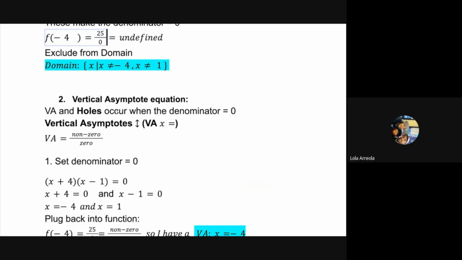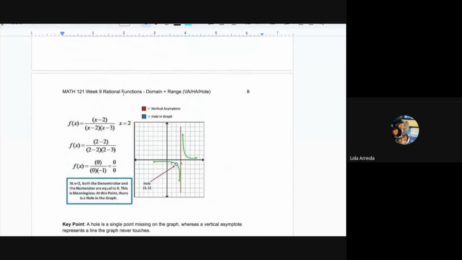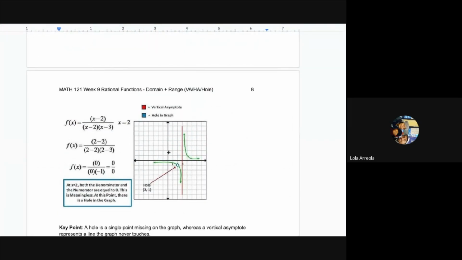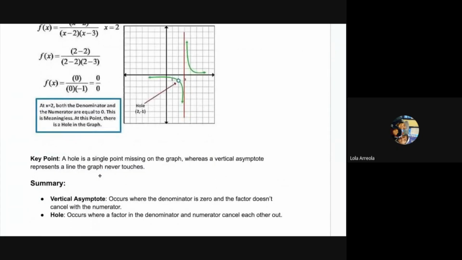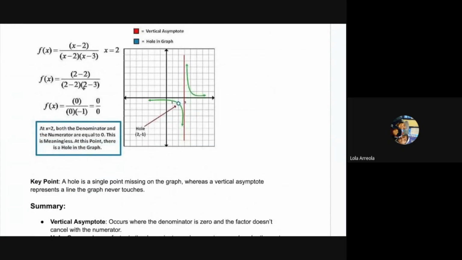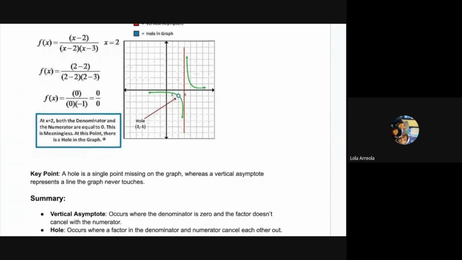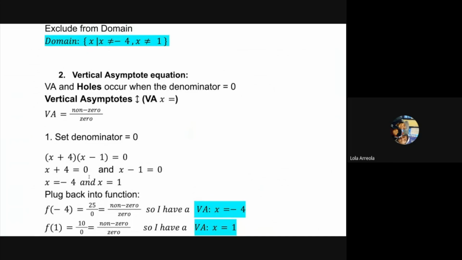So vertical asymptotes and holes, this is a new idea. If I show you right here, the difference: the vertical asymptote is the vertical line that our green graph approaches but doesn't cross. The hole is that open circle. So how do I know I have a hole and how do I know I have a vertical asymptote? They both happen when our denominator is 0. The only key difference is that I have a hole when I plug in that value and I get 0 over 0.